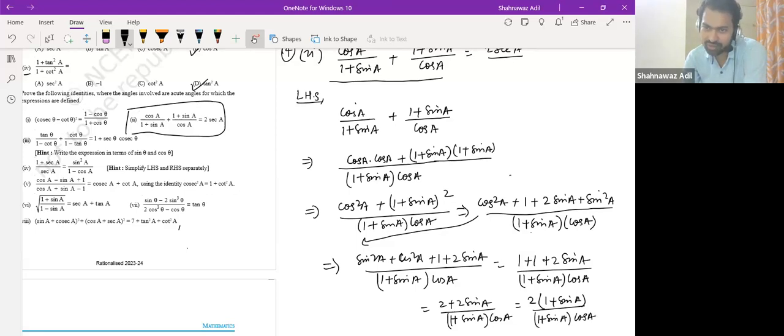So now Rizwan is happy that we can divide, right? Everything is in multiplication, right? So this cancels out. So 2 by cos A is what, Amar? Or 1 by cos A is what?